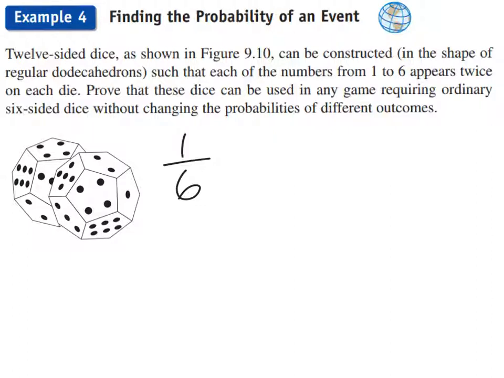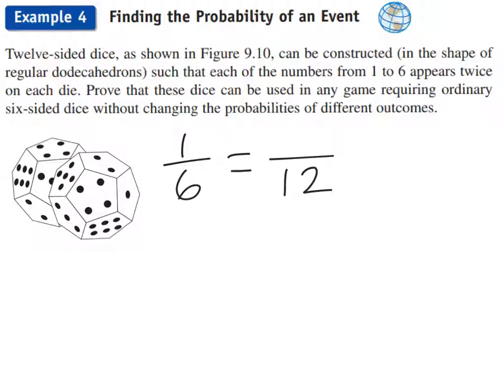Okay, a 12-sided die has each number twice. So for every single number, it's still just the outcomes of 1 through 6. It's asking you to kind of go through and verify that. You could use 2 12-sided dice and it would work just the same as 2 6-sided, or even one of them.